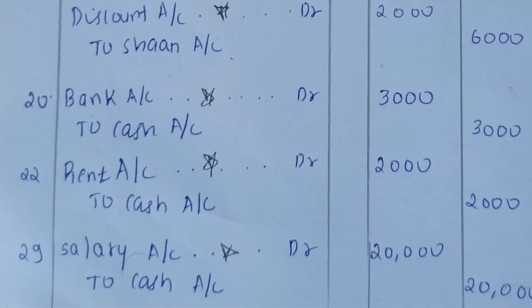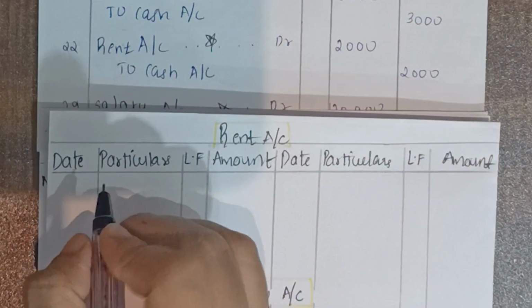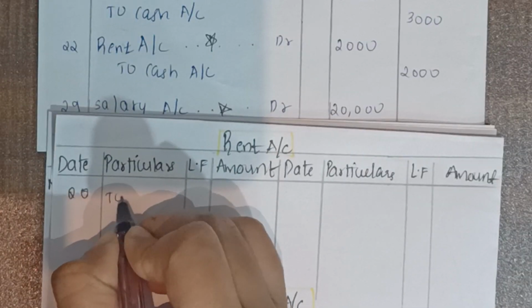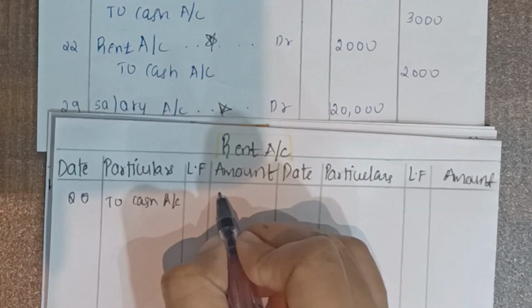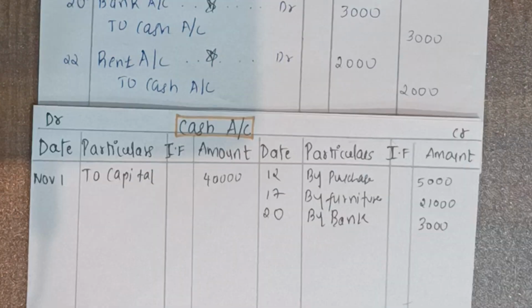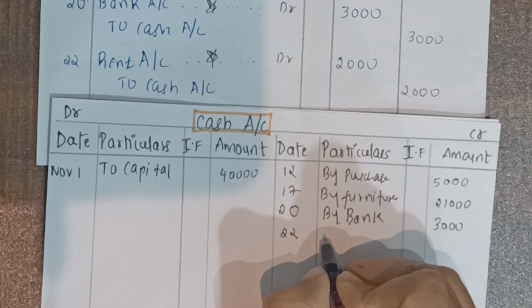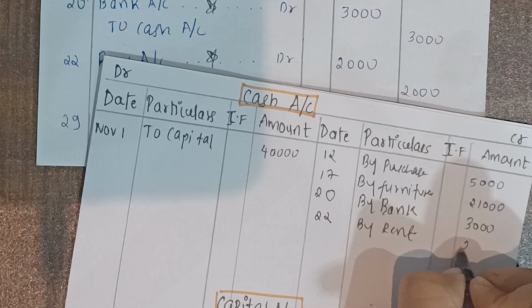So moving on to the next transaction, that is rent account debit to cash account. As rent account is debited, here we'll first write the date and we'll write to cash account, and the amount we'll write is 2,000. And the same thing, we can see that cash is credited. So instead of cash we'll write by rent. So the date is 22nd, by rent, and the amount is rupees 2,000.